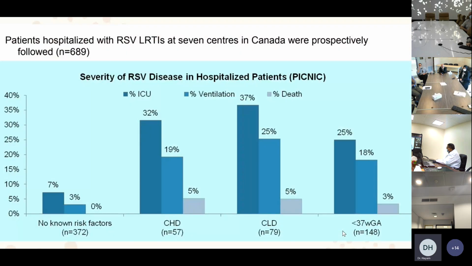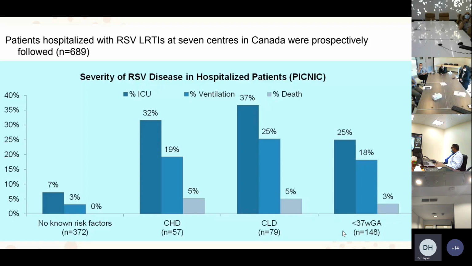Now, this is a study of patients hospitalized with RSV lower respiratory tract infection at 7 centers in Canada. They found the severity of RSV disease in hospitalized patients, some of them with congenital heart disease, some with CLD, and some just below 37 weeks. If there is no risk factor, 7% went to ICU and 3% required ventilation. Then the baby is healthy, there is nothing about them.